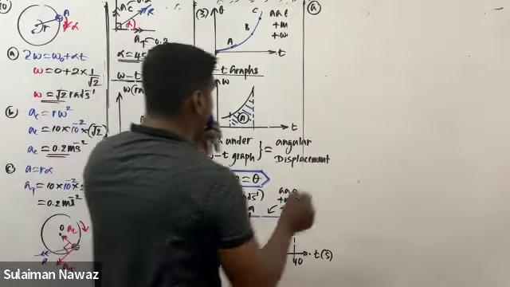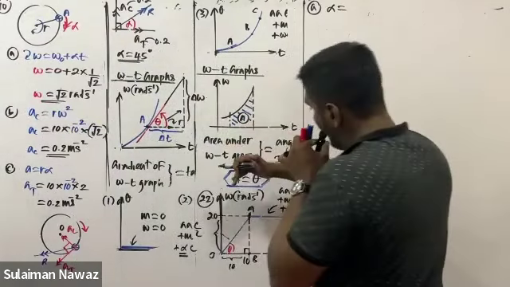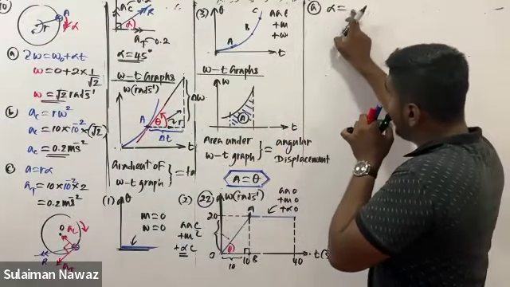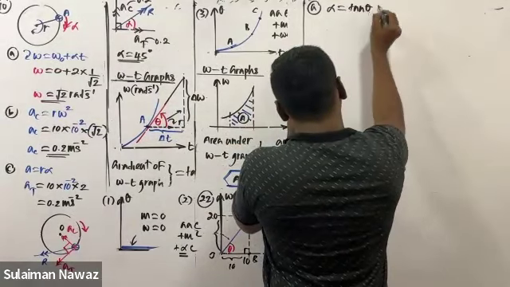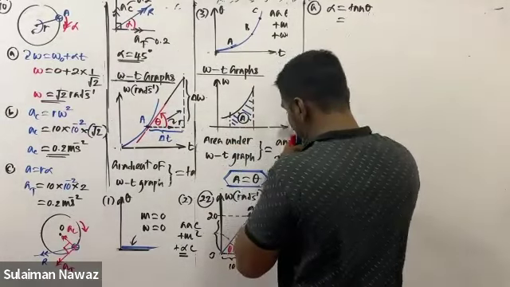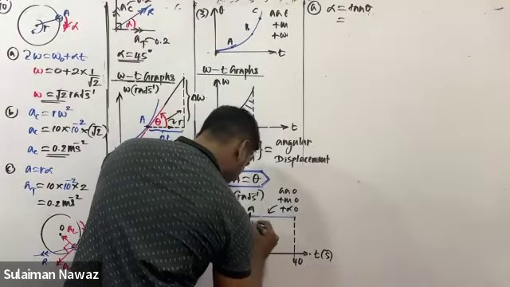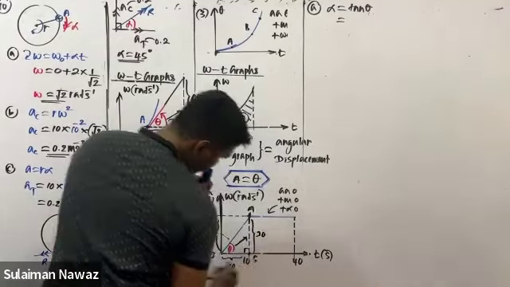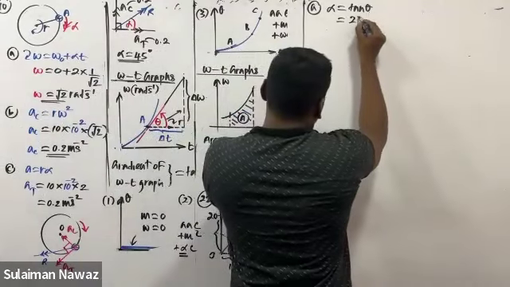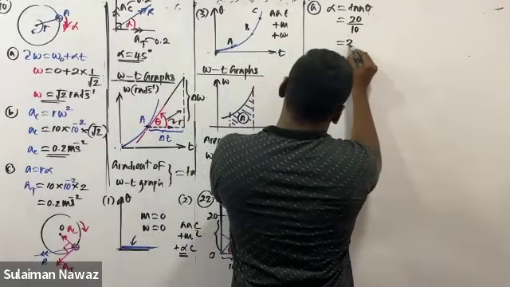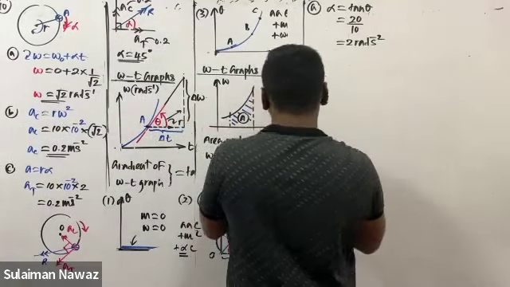So angular acceleration, alpha, in an omega-t graph means the gradient. Gradient means tan theta. Tan theta is opposite over adjacent. Opposite is 20, adjacent is 10. 20 over 10 means 2 rad per square second. That is alpha. Not difficult.